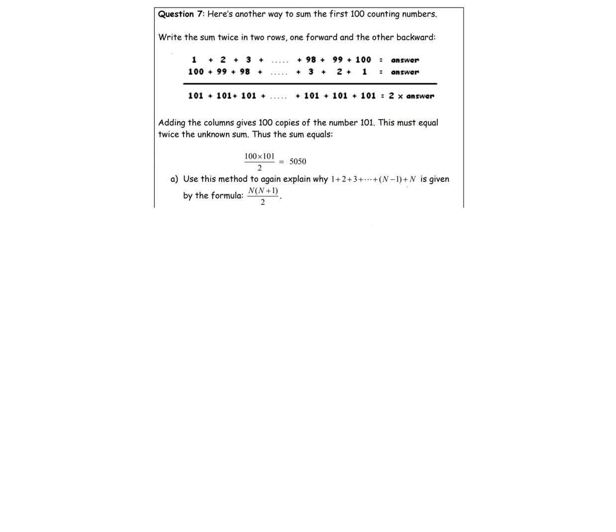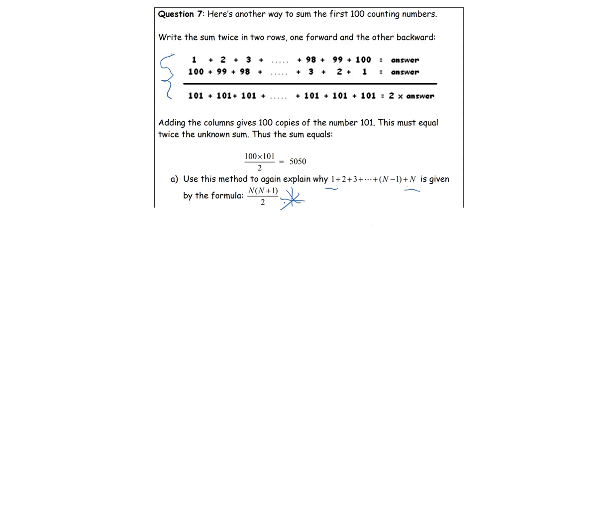Question 7 is showing us a method of finding the sum of counting numbers. That's shown here, where we write the numbers forward and then backward, and then add up in columns to get a nice expression for our answer. So the question is asking us in part A to use this method to explain why adding up the numbers from 1 to n can be expressed by this formula here.